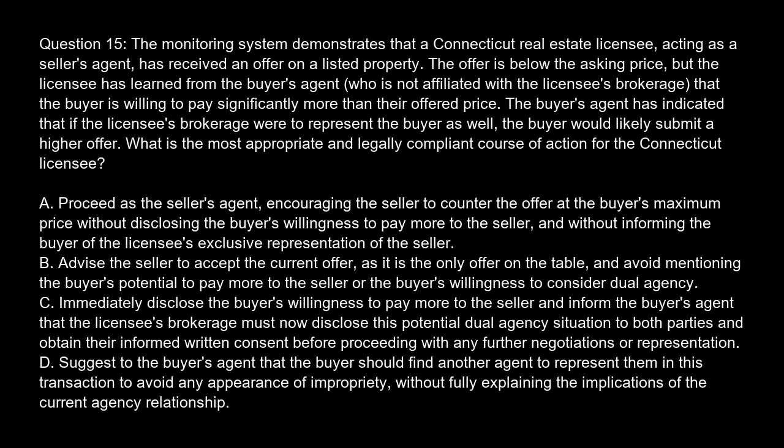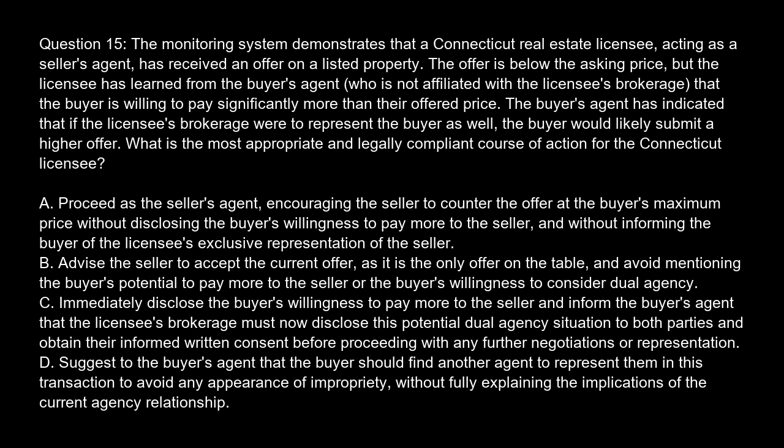Option A. Proceed as the seller's agent, encouraging the seller to counter the offer at the buyer's maximum price without disclosing the buyer's willingness to pay more to the seller, and without informing the buyer of the licensee's exclusive representation of the seller. Option B. Advise the seller to accept the current offer, as it is the only offer on the table, and avoid mentioning the buyer's potential to pay more to the seller or the buyer's willingness to consider dual agency.